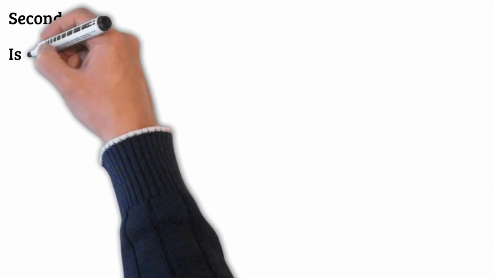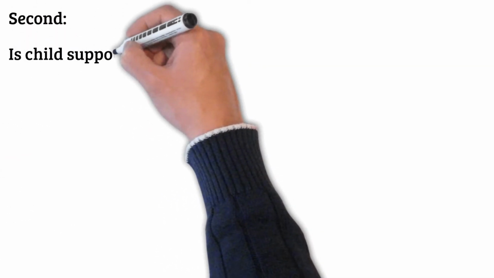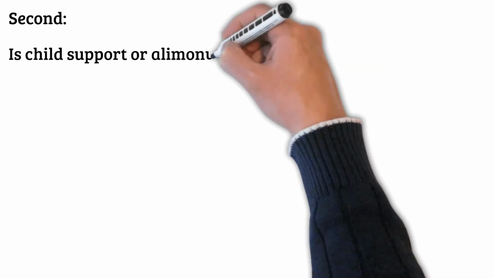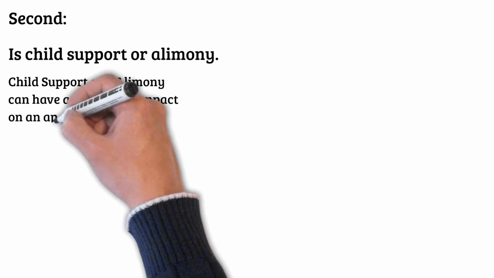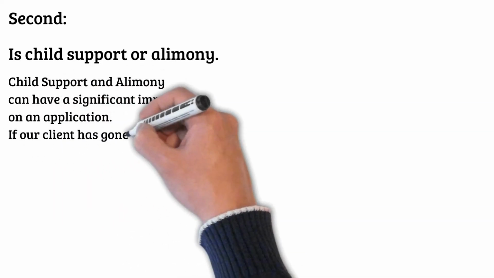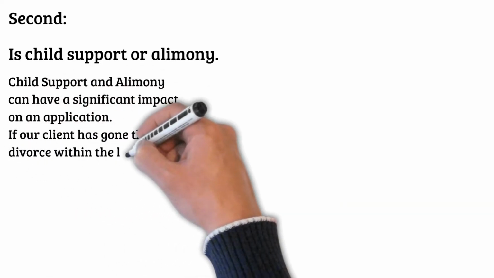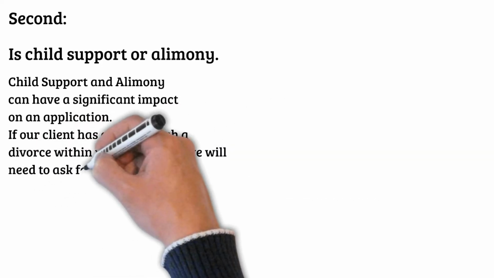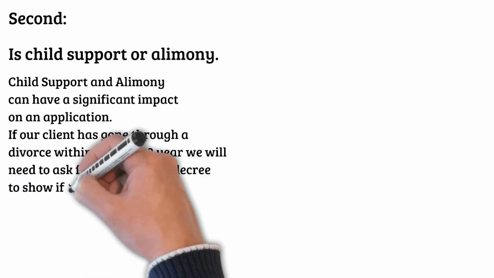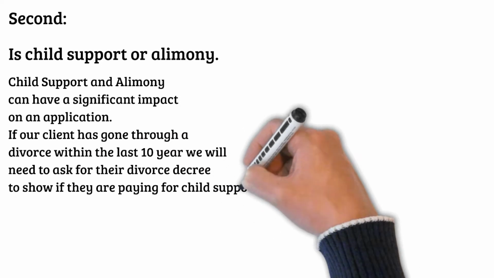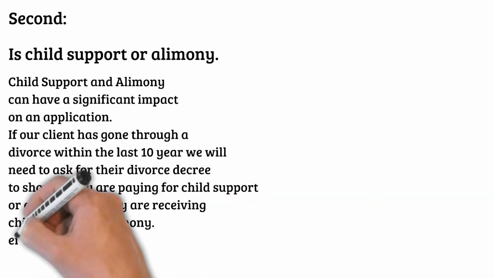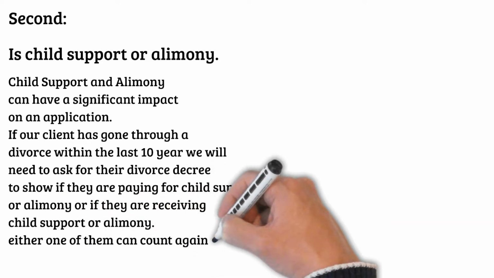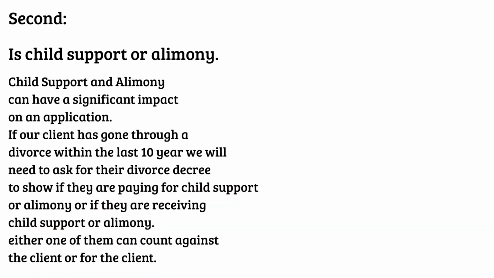And our second example is going to be child support and alimony. The reason a lot of new loan advisors miss this one in their debt to income calculations is because it's not reporting to credit. So we need to ask our client if they had a divorce within the last 10 years. And if so, we need to get a divorce decree, because that decree is going to show us if they're receiving child support and alimony or paying child support or alimony. That way we can determine what debt to income ratio we need to calculate.